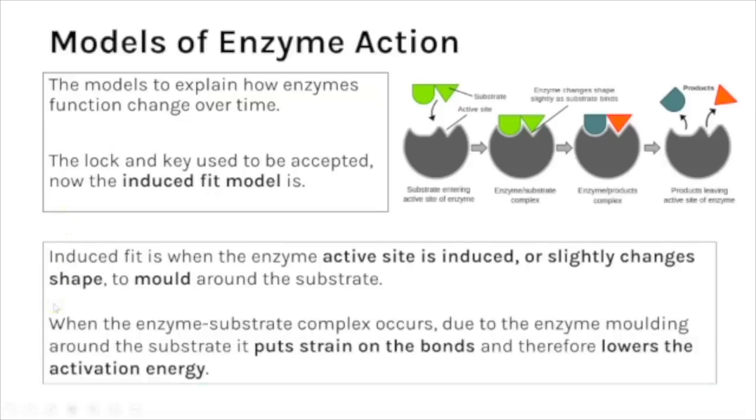So the induced fit model is one that states that the enzyme's active site is induced, or it slightly changes shape to mold around the substrate. So initially, the substrate and active site are not completely complementary, but as the substrate binds, that causes the enzyme's active site to slightly change shape and mold around. That moving around the substrate puts strain and tension on the bonds, and therefore less energy is needed to break the bonds. And that is how enzymes lower the activation energy, which is the amount of energy needed for a reaction to occur.